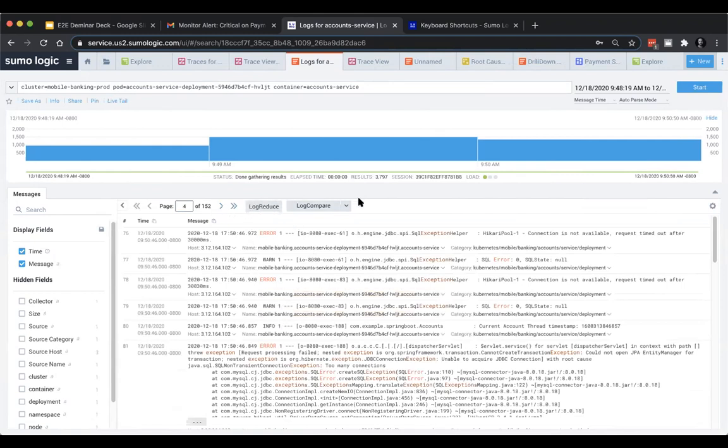So we have a special feature that Sumo Logic has created that uses machine learning to actually go through all the logs for me and find the commonalities between them.